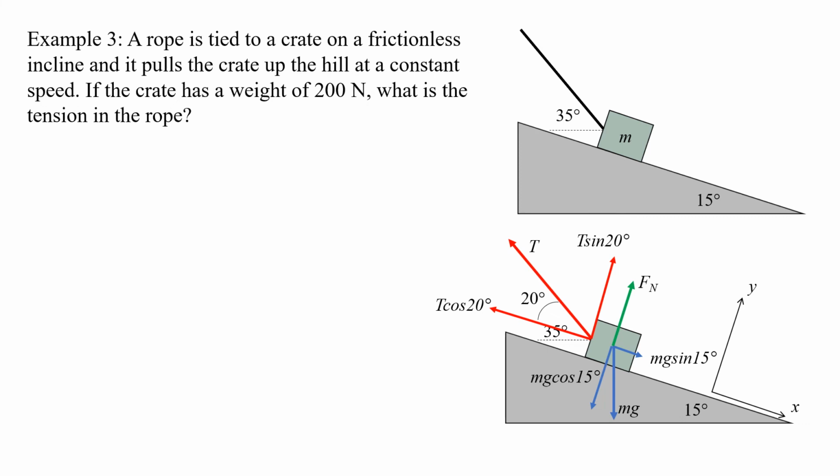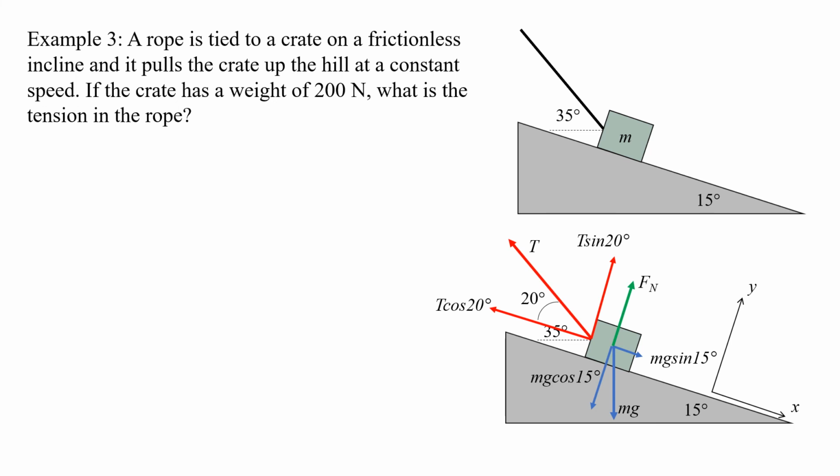The plane also pushes up on the crate. That's the normal force, F sub n. That's only in the y direction. The tension in the rope, that vector is at 35 degrees with respect to the horizontal. But the tension then is only 20 degrees with respect to the x-axis. Since the x-axis is tilted at 15 degrees, we take 35 minus 15 to get 20 degrees for the tension force with respect to the x-axis. Thus, the x component of the tension force is T cosine 20 degrees. The y component of the tension force is T sine 20 degrees.